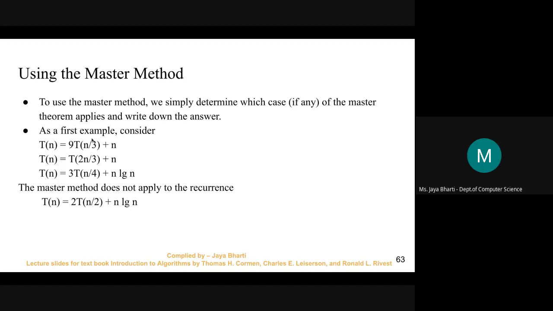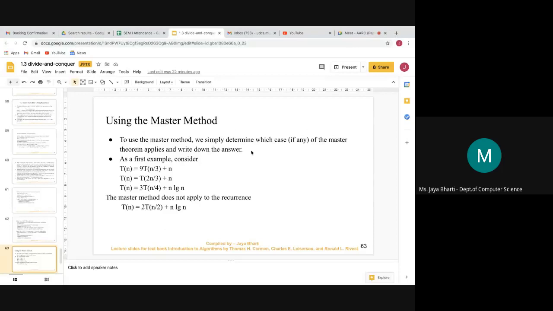We will see the first example, which is T of n is equal to 9 T of n by 3 plus n. Here, what is the value of our f of n? It is n only, and the original problem is divided into 9 subproblems, each of size n by 3. So now we will apply the master method.